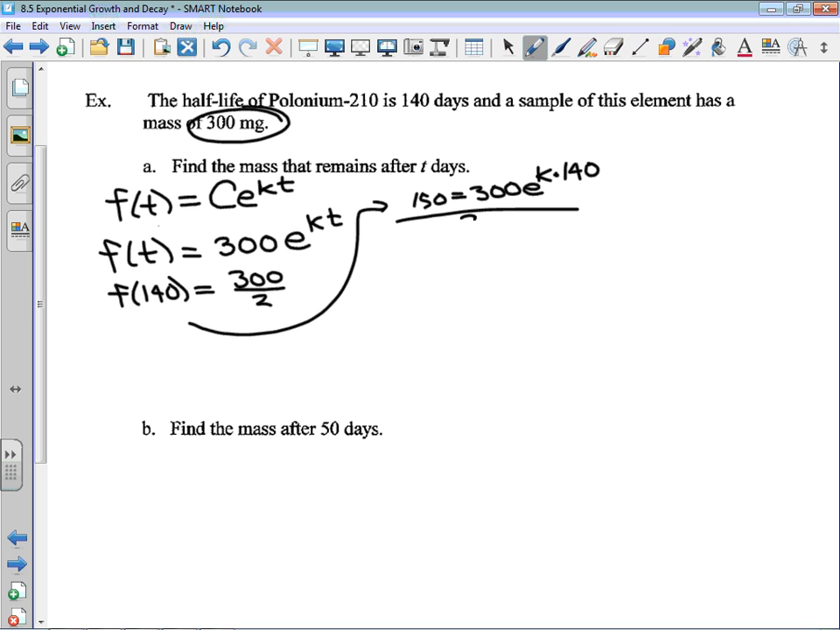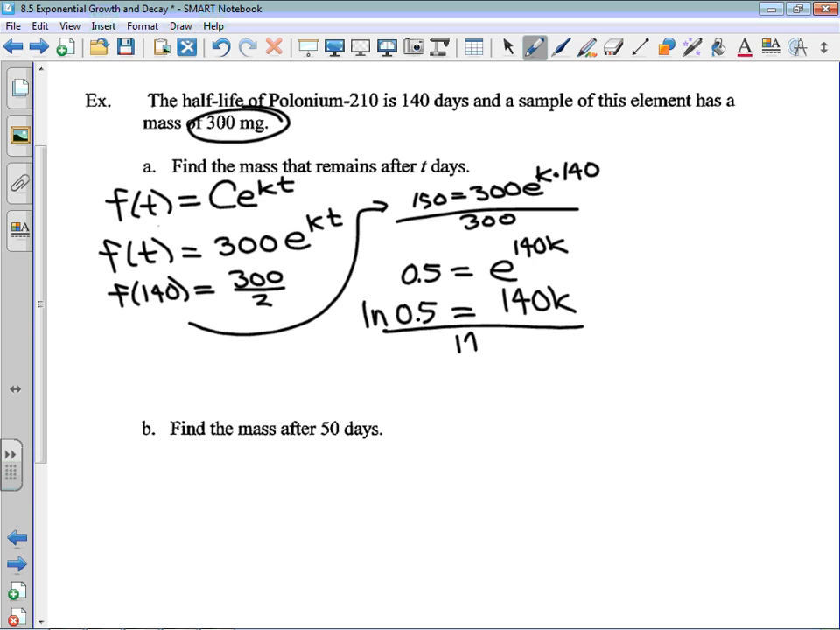So I'm going to divide by 300. I get that 0.5 is equal to e to the power, and I'll write it as 140k, which means the natural logarithm of 0.5 is going to be equal to 140k, and when I divide that by 140, I get that the natural logarithm of 0.5 over 140 is equal to k.